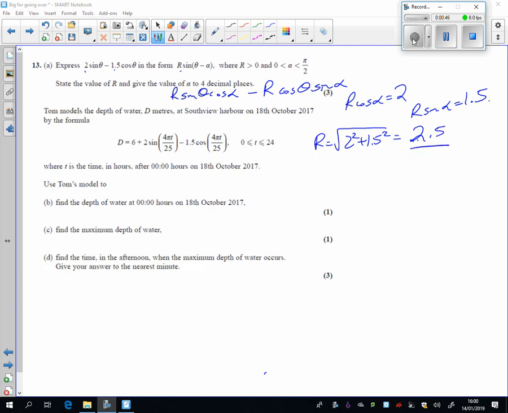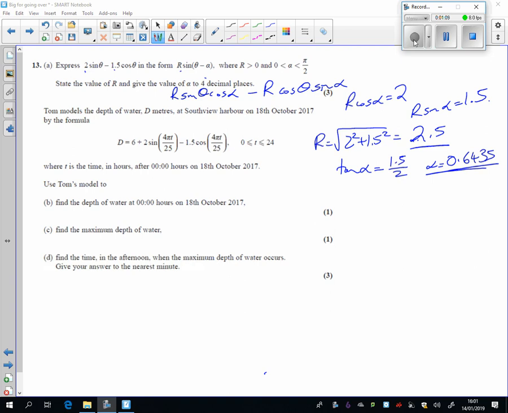And to find out what alpha is, the tan of alpha is 1.5 over 2, and that gives me that alpha in radians is 0.6435, because you're asked for 4 decimal places. So everybody should get those 3 marks, standard stuff.